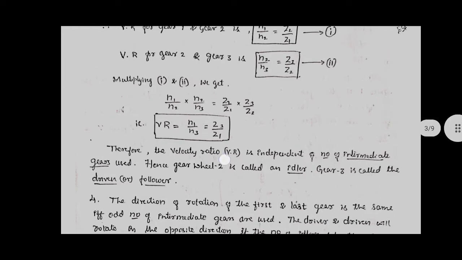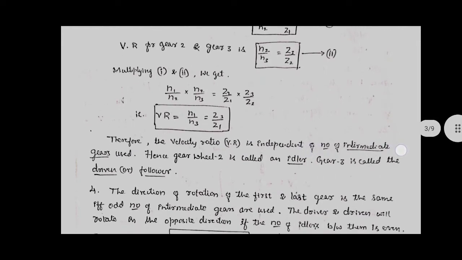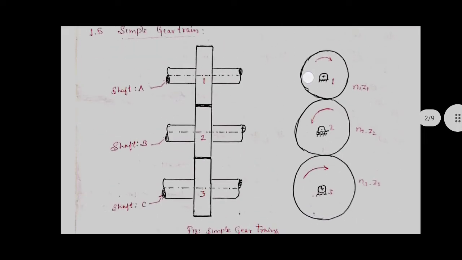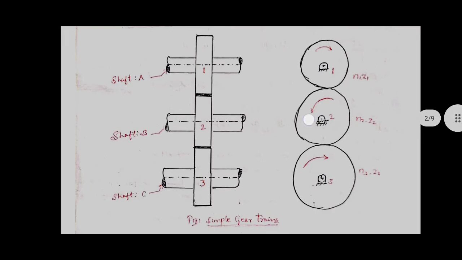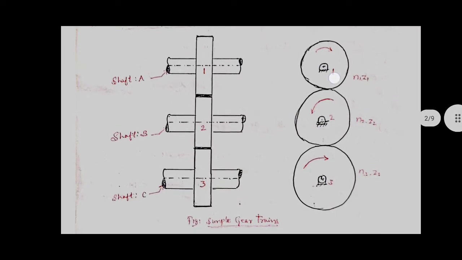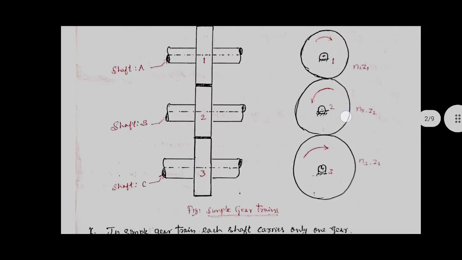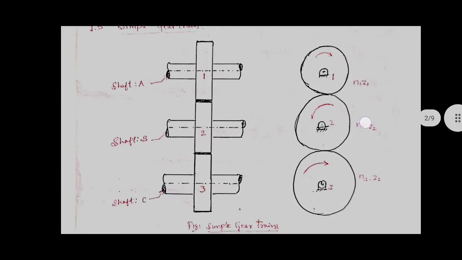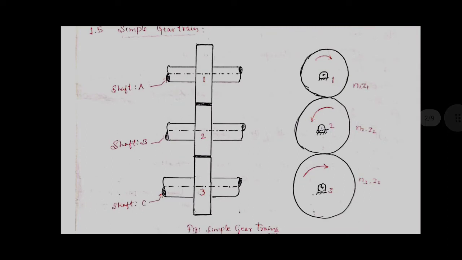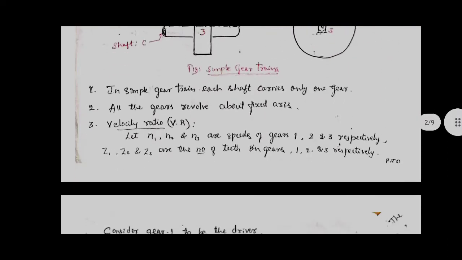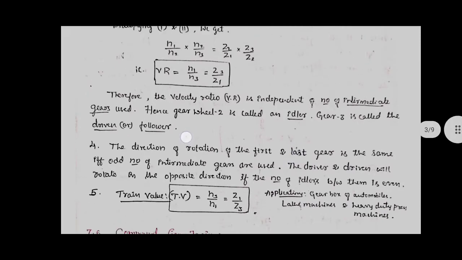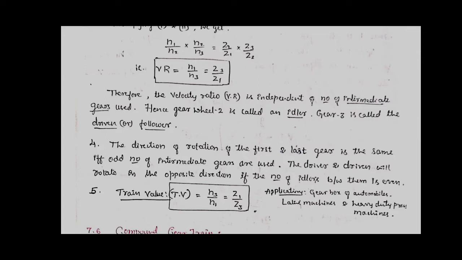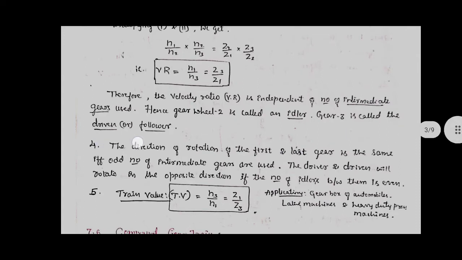Therefore, the velocity ratio VR is independent of the number of intermediate gears used. It means whatever gears you use as intermediate gears in the simple gear train, the velocity ratio is always between the first and last gear, the driver gear to the driven gear. These intermediate gears do not affect the velocity ratio. The middle gears are called idler gears, and gear 3 is called the driven gear.